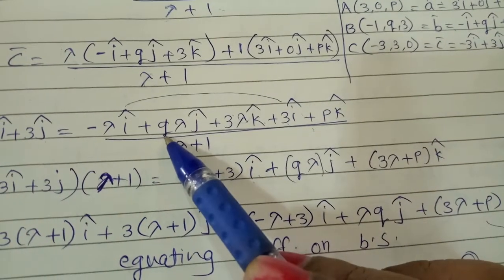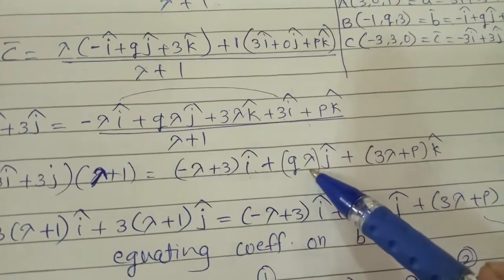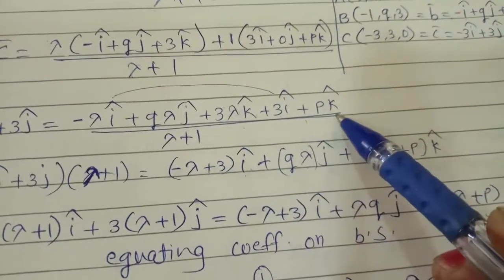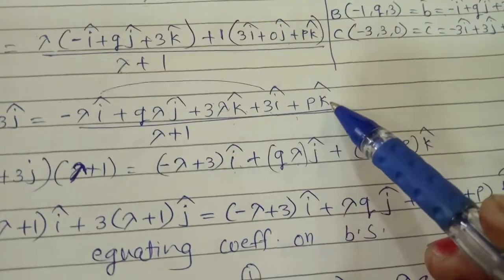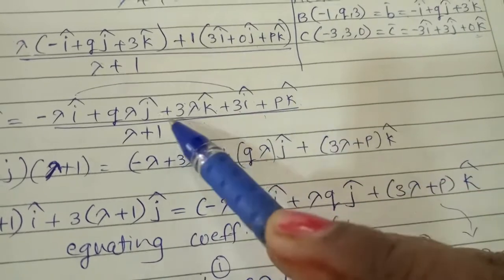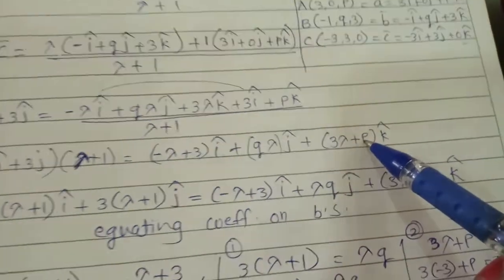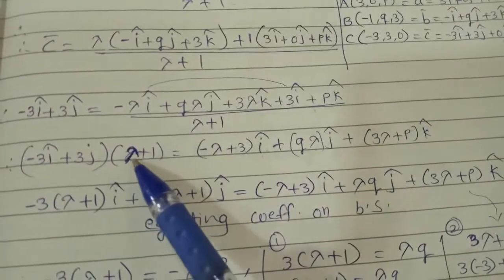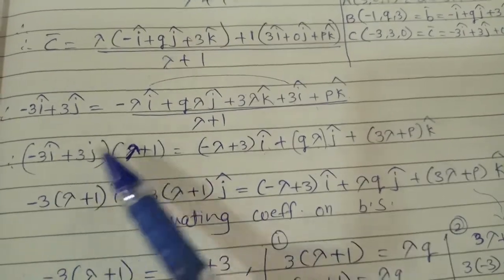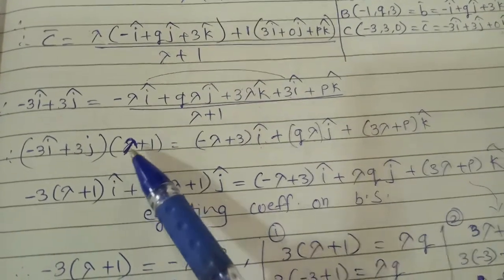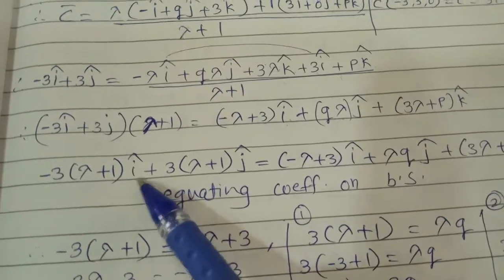Next one, from this J is a single term, so I write it as it is. From this K terms, I also take the K cap common and 3λ + P in the bracket. After that I am also going to multiply this bracket with this λ and 1, and taking the I cap common, so I write it directly.